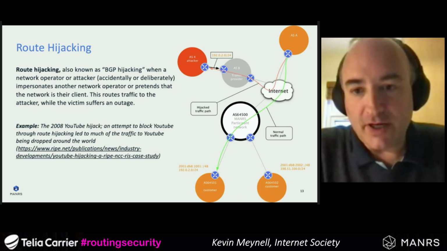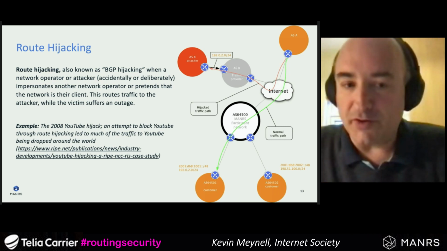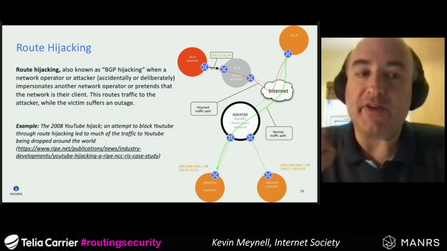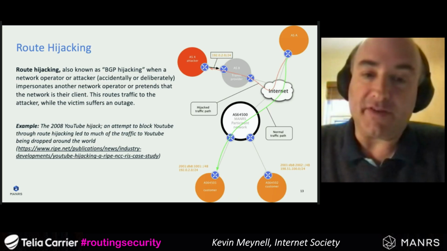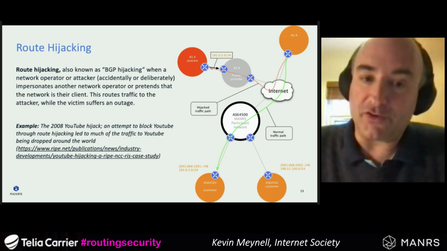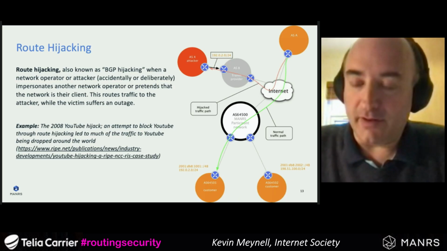So then you have route hijacking. Again, as I mentioned, this is more intentional. This is where a network operator or attacker is impersonating another network operator, or pretending that the network is their client. So this is routing traffic to the attacker, and the victim gets an outage.